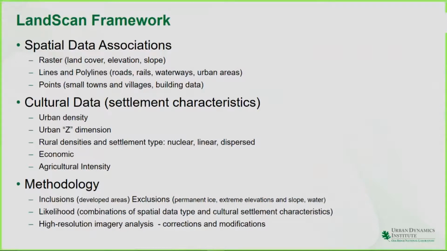So combining spatial data and cultural settlement characteristics into basically a weight or likelihood of how likely it is that people will be living in a particular cell, working in a particular cell, having some type of activity in a particular area. And then the high resolution imagery analysis we use both for the development of the model, but also for corrections and modifications. So going back and looking at what's on the ground in order to determine whether the census information is as we expect.